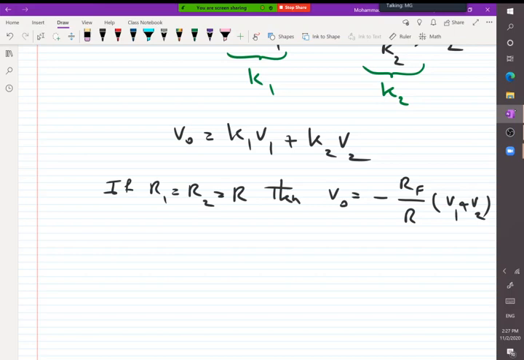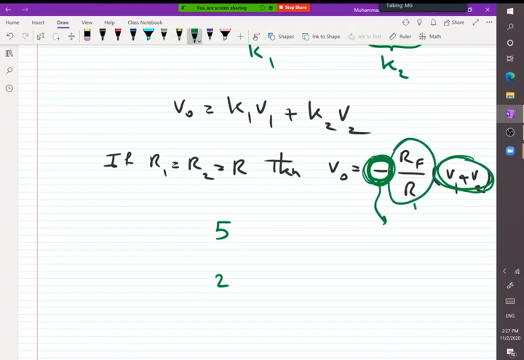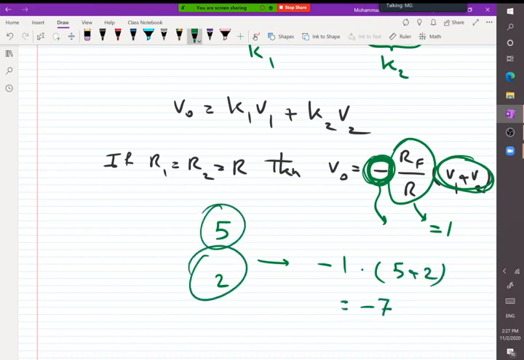Okay, the next, so you might ask, what about this negative sign here? That's fine. I will say that this is an adder, but in addition to adding, it just inverts the signal. So if one of the signals is 5 volt, the other signal is 2 volt, and let's say Rf over R is equal to 1, the output will be minus 1 times 5 plus 2, which is minus 7. We added 5 and 2 and of course inverted. So this adder, in addition to adding the signals, inverts the signal.